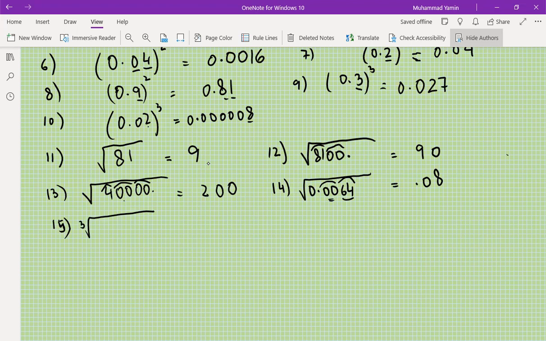The cube root. Same thing. In the square root, we were making pairs. In the cube roots, we will make groups of 3. Like the decimal is nowhere visible, so the decimal is here. From the decimal, we'll make a group of 3, and then this is alone. A group of 3 zeros will give a cube root of 1 zero. And the cube root of 8 is 2.